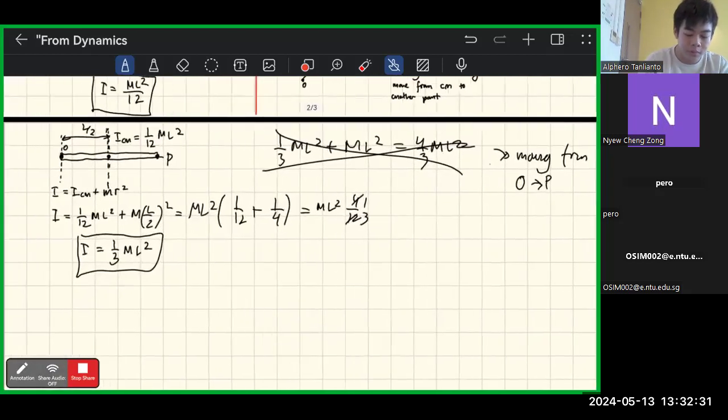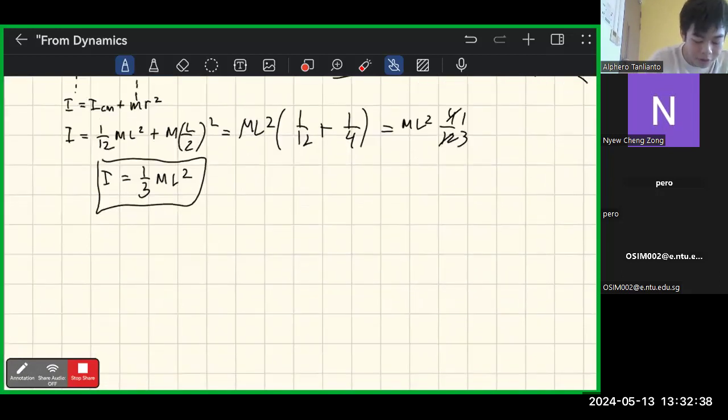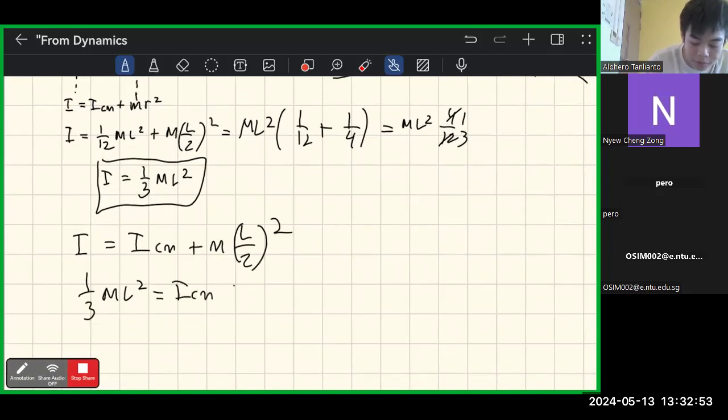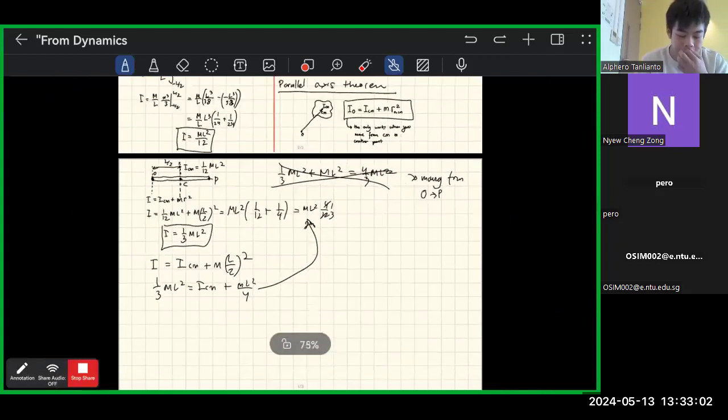So for example, if you want to move from point O back to the center, the equation is still the same: 1/3 m L squared equals I center of mass plus m L squared over 4. So obviously this gives the same equation, and the I center of mass will be 1/12 m L squared. That's how the parallel axis theorem works.